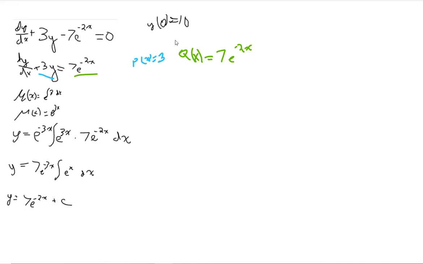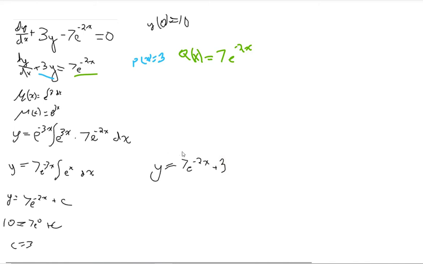Okay, now we can plug in our initial condition. y of 0 equals 10, so 10 equals 7e to the 0 plus c. e to the 0 is just 1. We can subtract 7: 10 minus 7 is just 3. The constant of integration is equal to 3. And that means we can plug it in and write our general equation for this differential equation. y is equal to 7e to the negative 2x plus 3. That is our answer. Final answer.